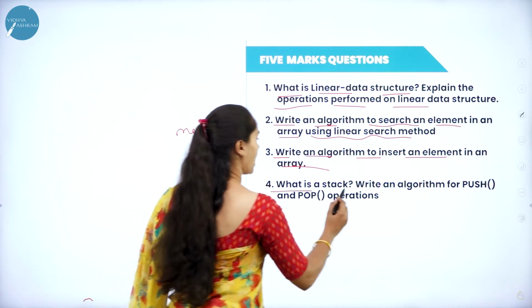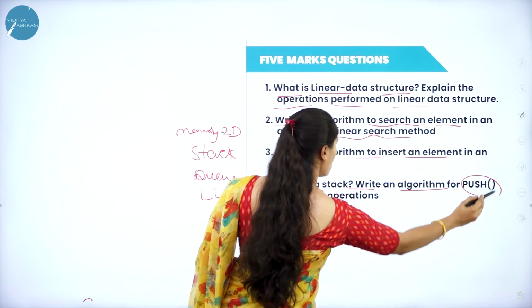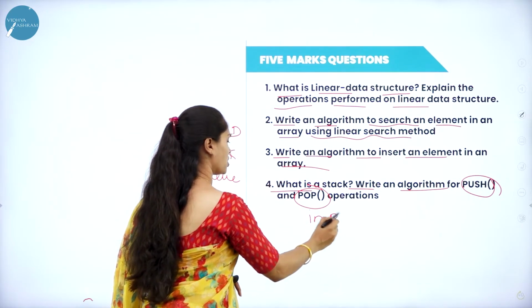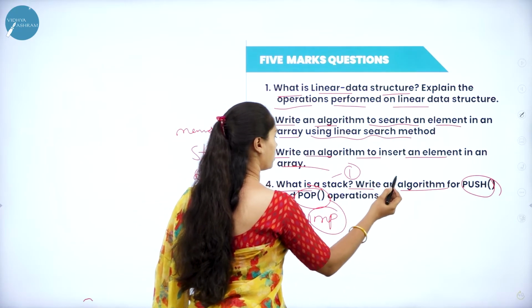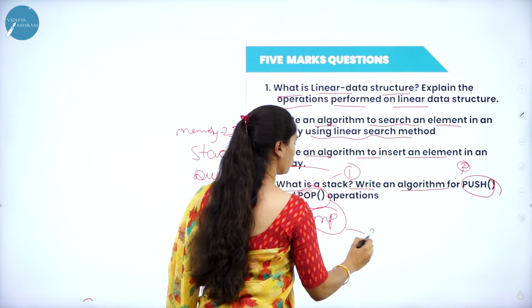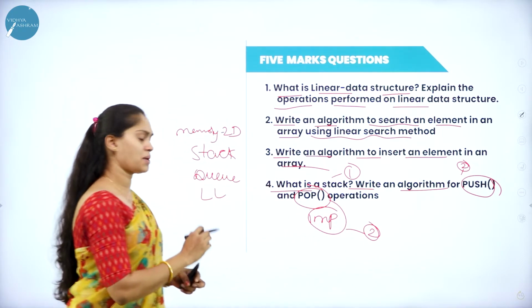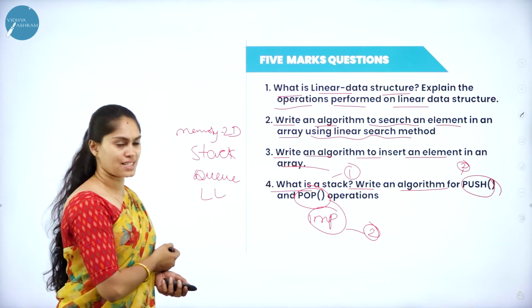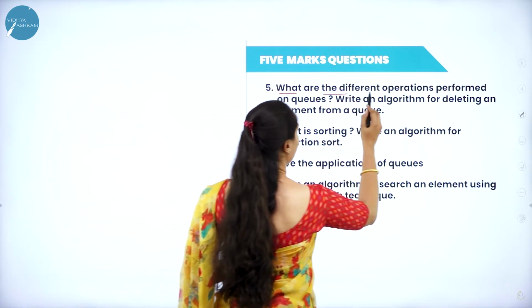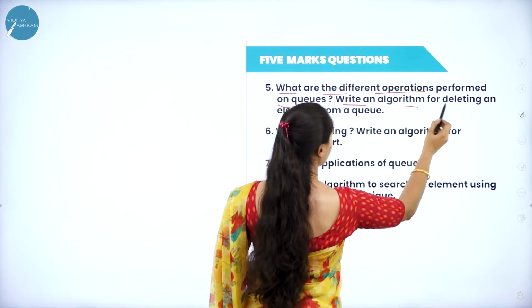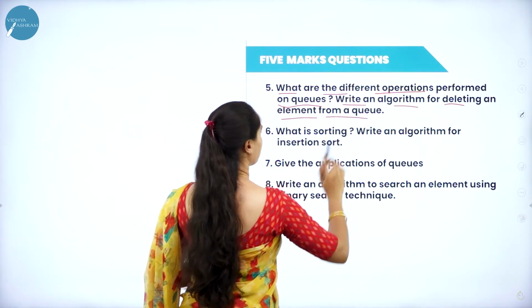Next, what is stack? Write an algorithm for push and pop operation. Very, very important question. Writing the definition of stack will be for 1 mark, writing the algorithm for push will be for 2 marks, and writing the steps for the pop operation will be for another 2 marks. We'll see the next question. What are the different operations performed on queue? Write an algorithm for deleting an element from a queue.